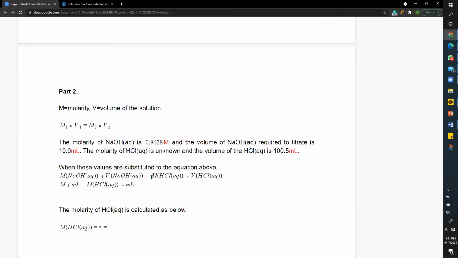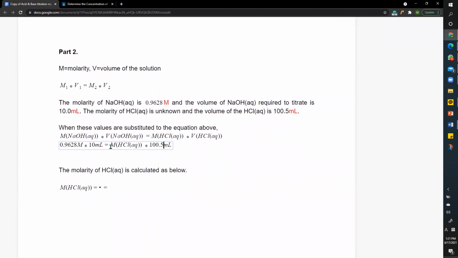And this equation is like this. So in here we put 0.9628 and 10 milliliter. Yes, we don't know the M of the HCl. It's gonna be 100.5. So if we want to calculate the molarity of hydrochloric acid, we should divide by this one first. I'm gonna write in here. Yeah, 0.9628 times 10 divided by 100.5. Yes, it is 100.5.